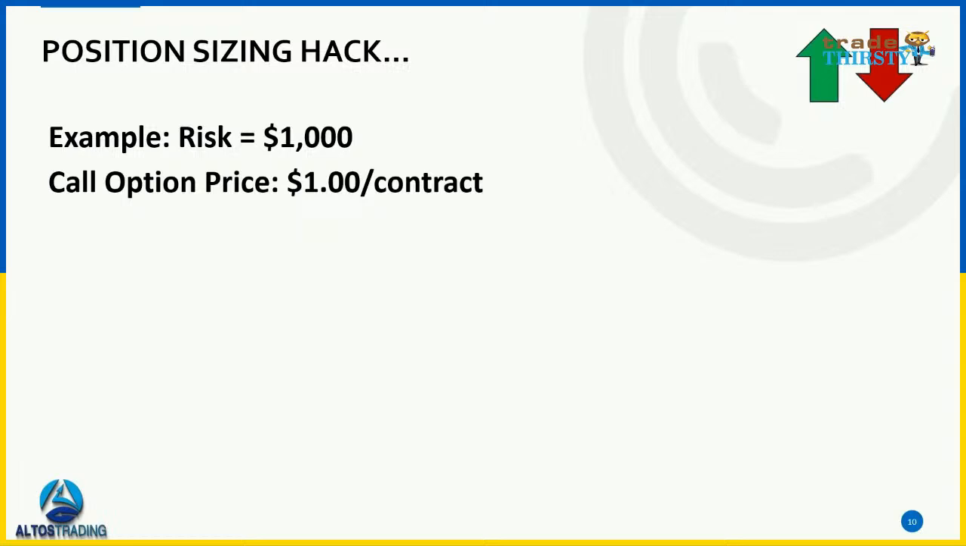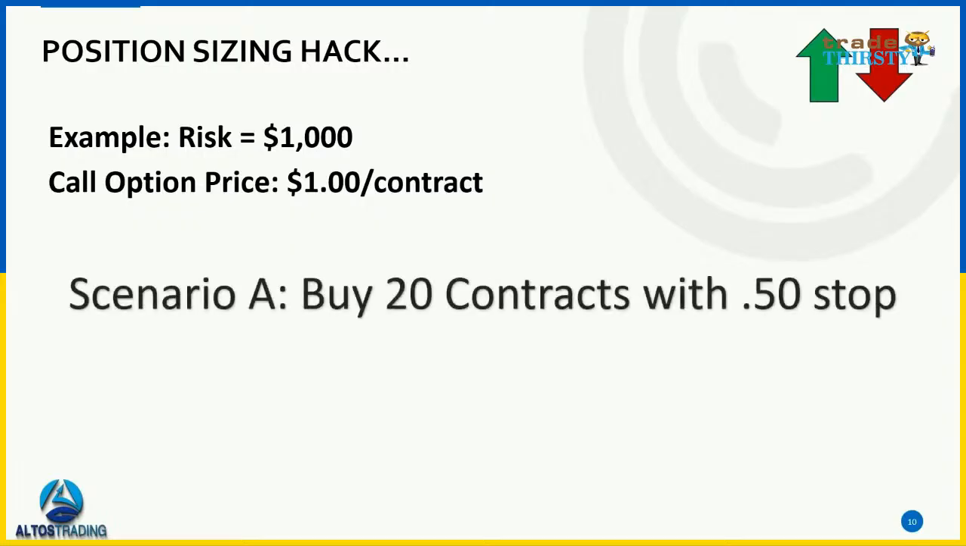But if we're willing to risk $1,000, we could trade 10 contracts. That would make sense. But we could also trade 20. We could trade 50. We could trade 100. Why is that? Because you can use a stop loss. So that would be scenario A. Let's say we could buy 20 contracts.